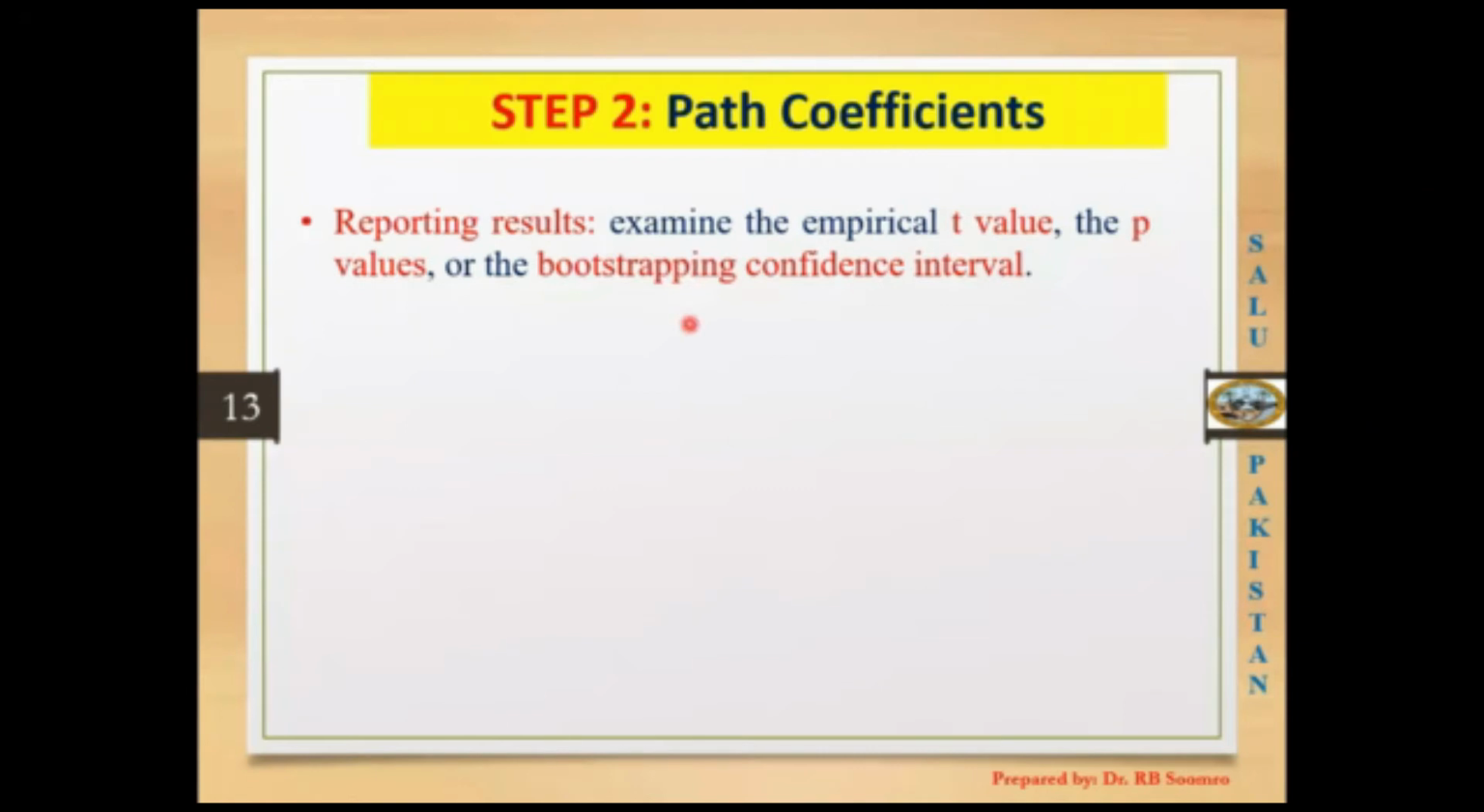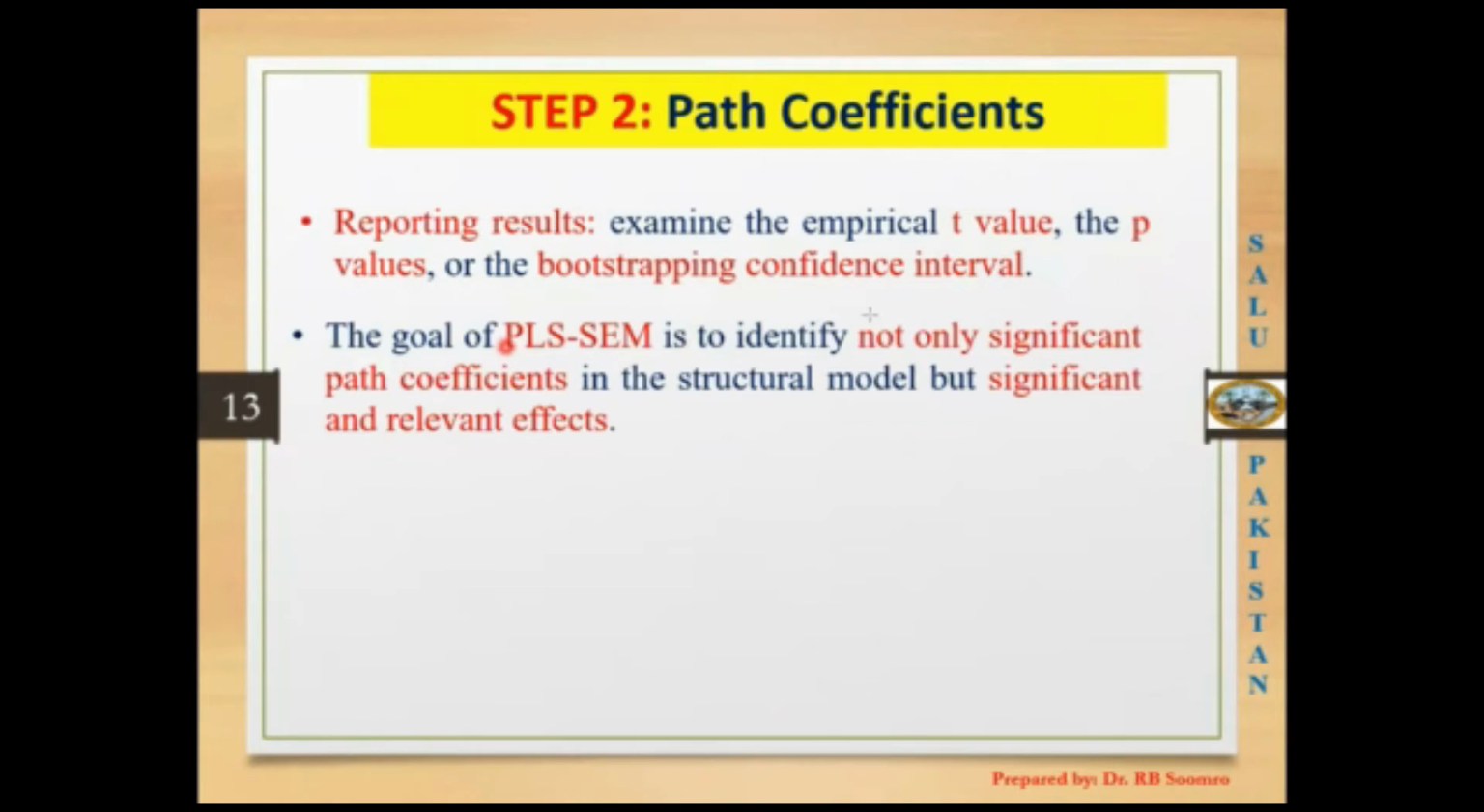And then what is the goal of PLS-SEM? Not only to find out which path coefficients are significant and which are not significant. That means the relationship between the two variables, either that is significant or that is insignificant. That's not only the objective of PLS-SEM, but also to find out the significant and the relevant effects. Now, there are two objectives of PLS-SEM. One is to identify the significant coefficients, and the other is the relative coefficients or relative effect of one independent variable on another variable.